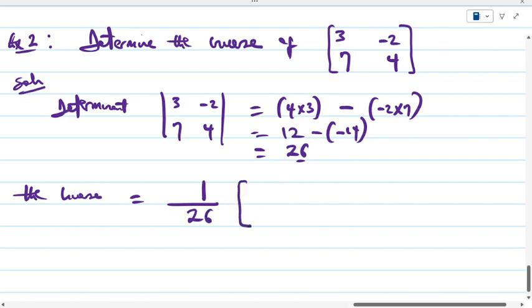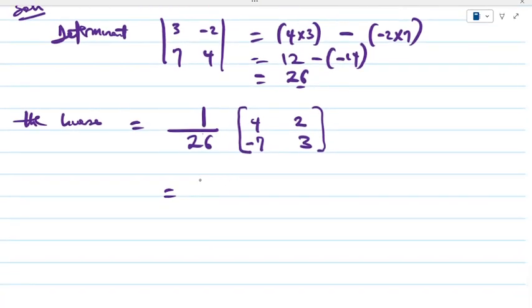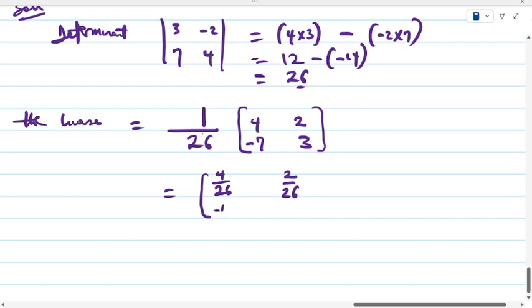Then for the matrix, I have to interchange the positions, that will be 4 and 3. Then change the sign of these. This is negative 2, which now becomes positive 2. This positive 7 now becomes negative 7. So I can now use this to multiply by the scalar. You can also check our scalar matrix multiplication. So we have 4 over 26, 2 over 26, and minus 7 over 26, and then 3 over 26.